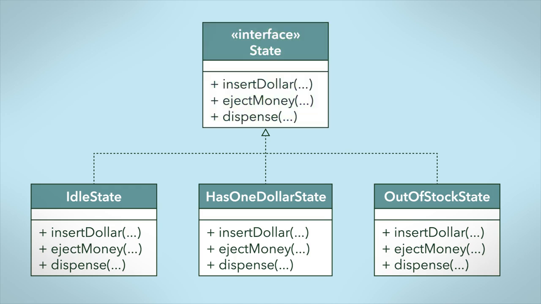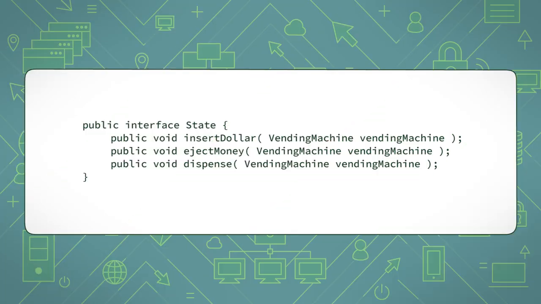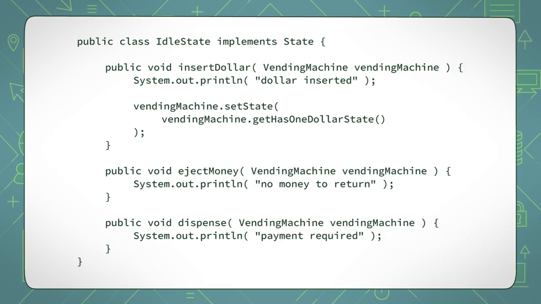And we'll have state classes that implement the state interface, one for each state needed, that is, idle state, has $1 state, and out of stock state. This is the state interface. State classes must implement the methods in this interface to respond to each trigger. Next, our idle state class would look like this. Our idle state class now implements the state interface.